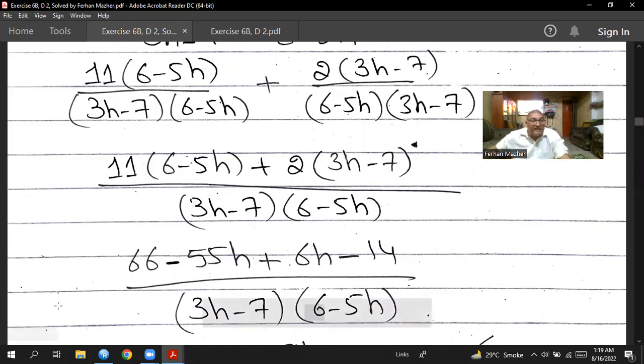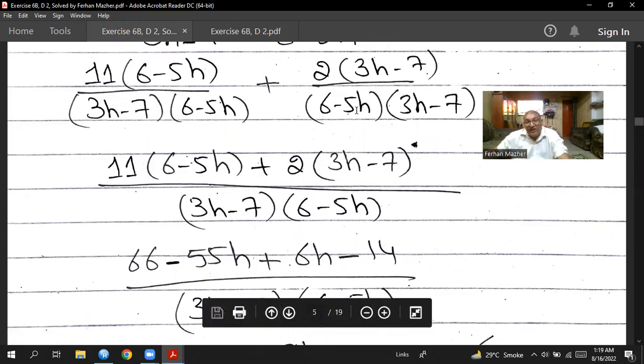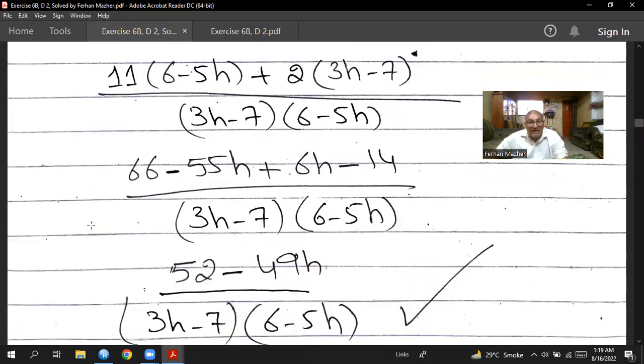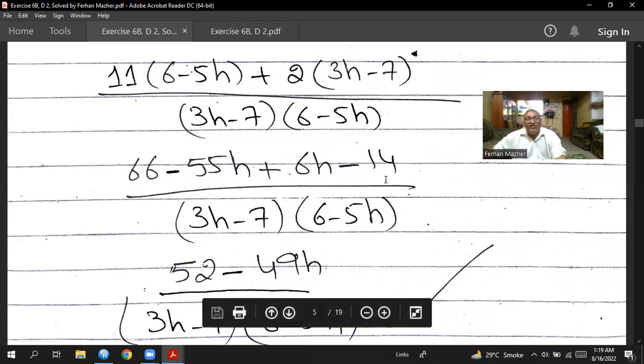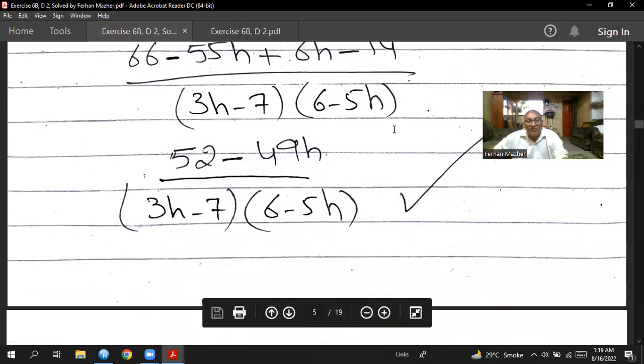So upstairs here, this 11 will multiply with the 6 minus 5h, and here the 2 will multiply with the 3h minus 7. So you will have 66 minus 55h plus 6h minus 14, divided by the 3h minus 7 in one bracket. In the other bracket, we will have 6 minus 5h. So 66 minus 14, that will be 52, minus 55h plus 6h will be minus 49h. And in the denominator, you have in one bracket 3h minus 7, and in the other bracket, you have 6 minus 5h.